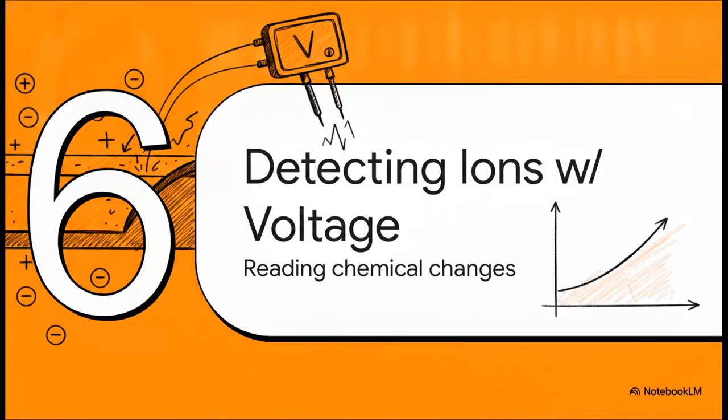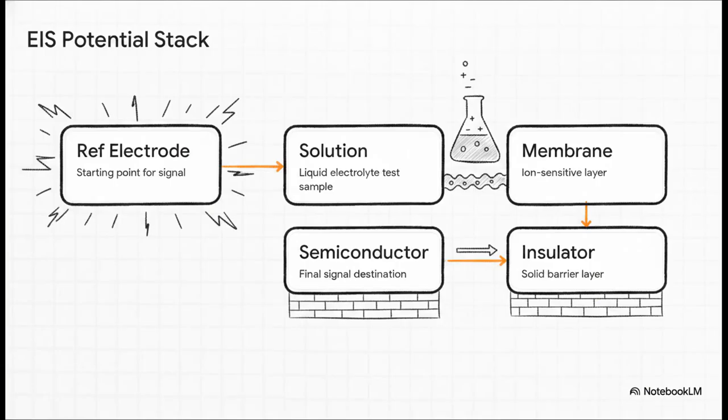Finally, Section 6, detecting ions with voltage. Let's pull all this together and see how these chemical changes alter our initial math. Remember how simple the MIS structure was? Well, our new EIS setup creates a much more complex potential stack. For our electrical signal to actually work, it has to run a kind of obstacle course. It starts at the reference electrode, passes through the solution, crosses the ion-sensitive membrane, moves through the insulator, and finally reaches the semiconductor. A whole series of potential differences develops across this entire system.